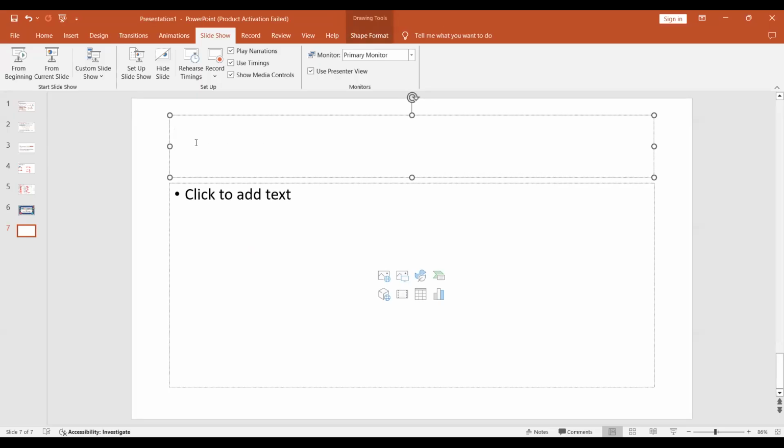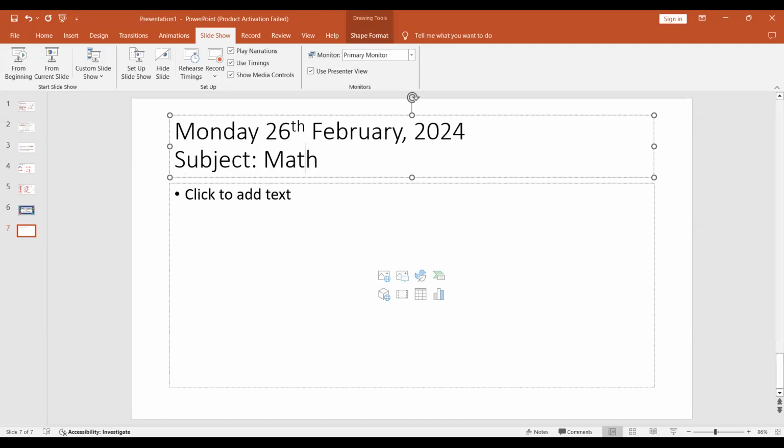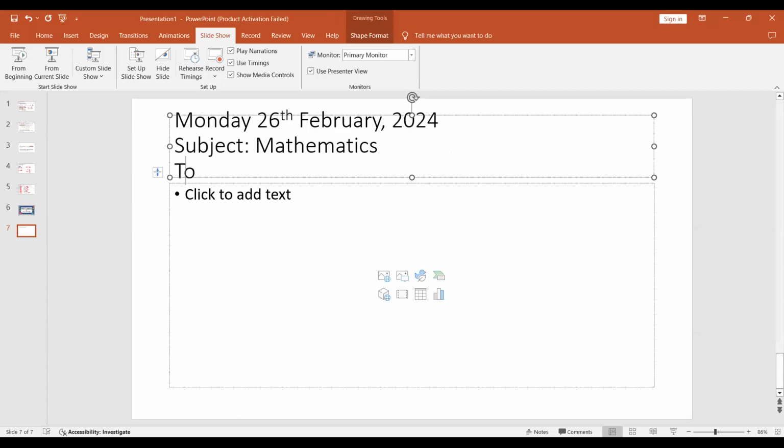Today is Monday the 26th of February, 2024. The subject is, of course, mathematics. Last week, what did we do? Start with L. Anyone can remember? Linear equation word problems.